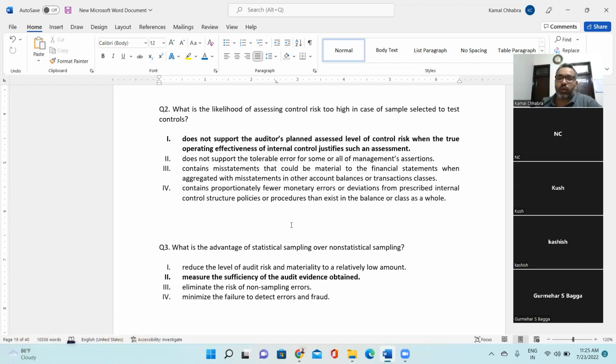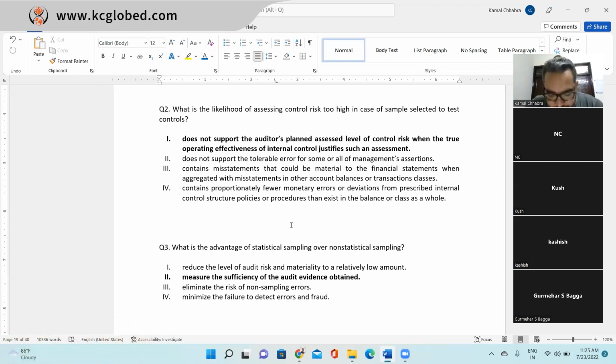When do you assess control risk too high? When you have a sample in which there is a problem, whereas in the actual population there is no problem, right? Are you guys with me? Yeah, Kashish? Yes, sir.